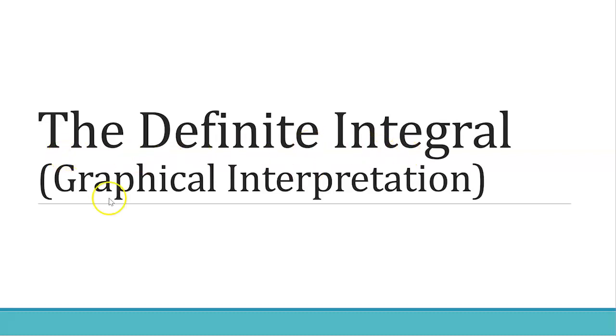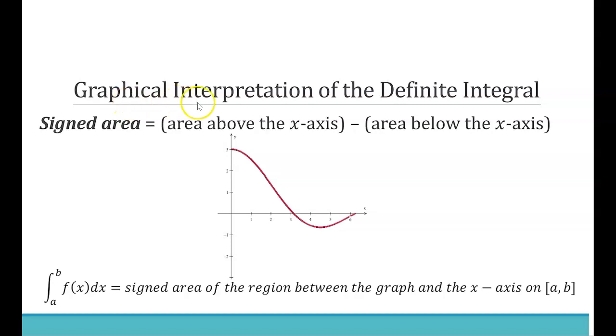The definite integral, a graphical interpretation. When discussing the graphical interpretation of the definite integral, we use the term signed area. And signed area means the area above the x-axis minus the area below the x-axis. So we have this function here, let's call it f of x.